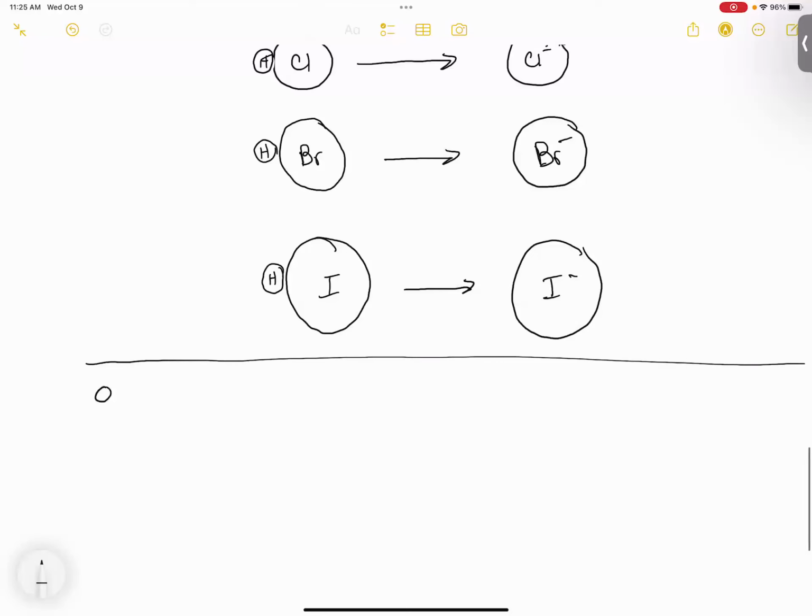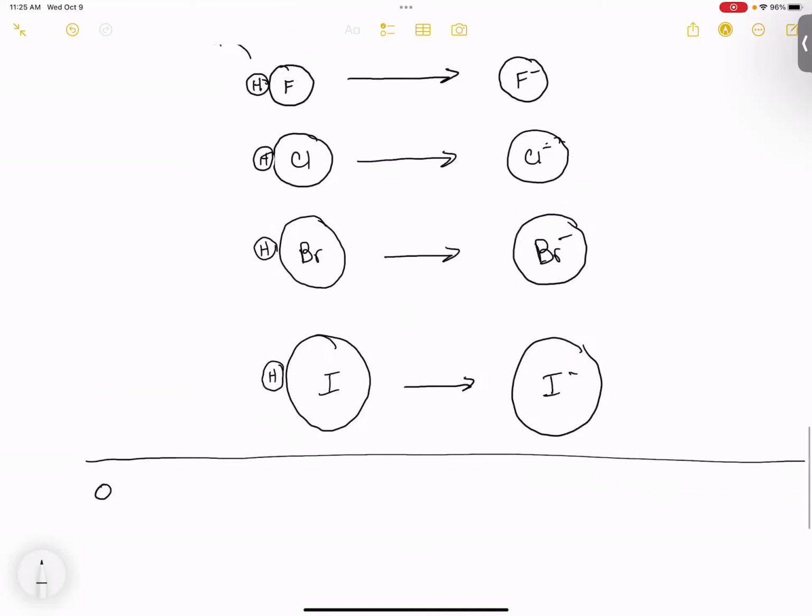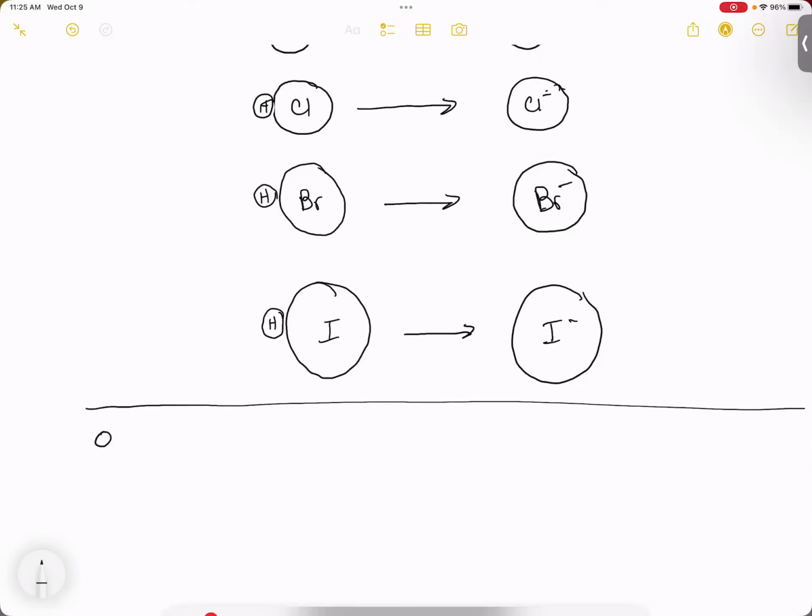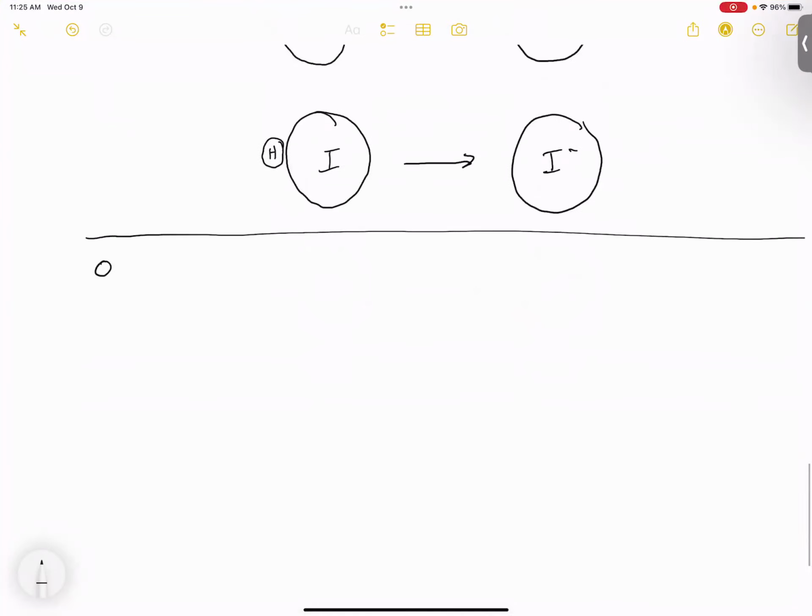Now let's talk about oxyacids. My tablet has frozen. There we go.